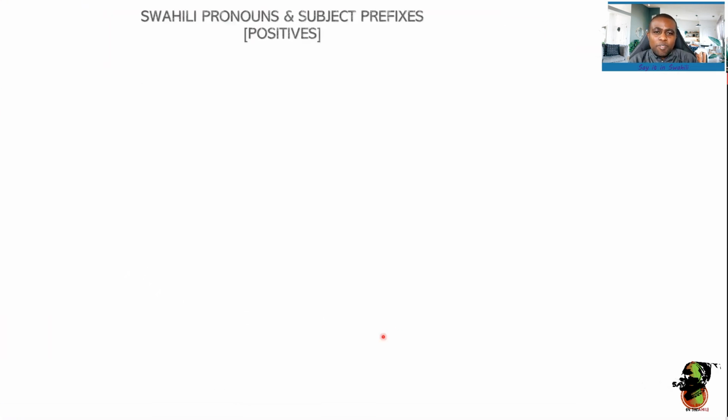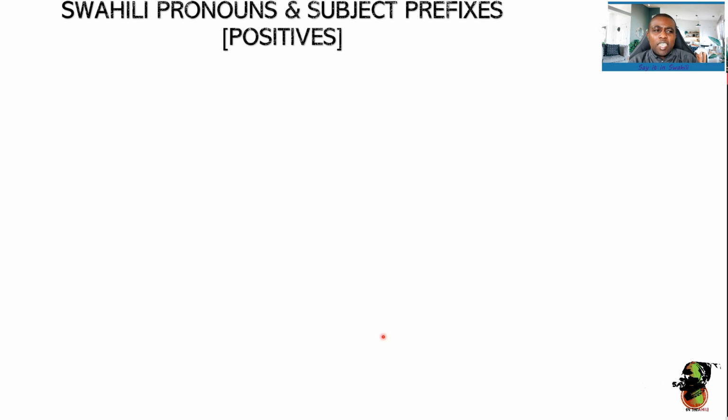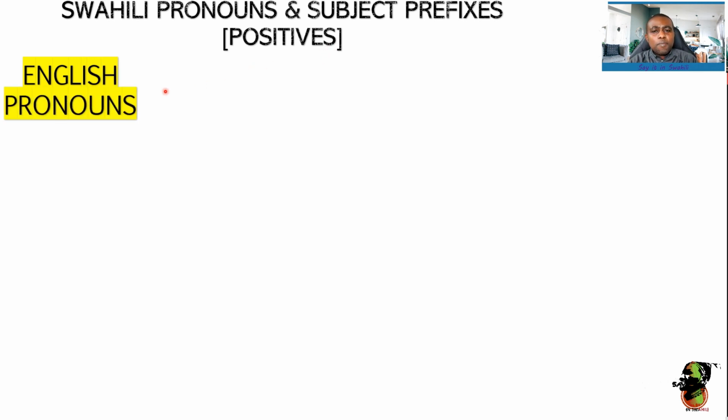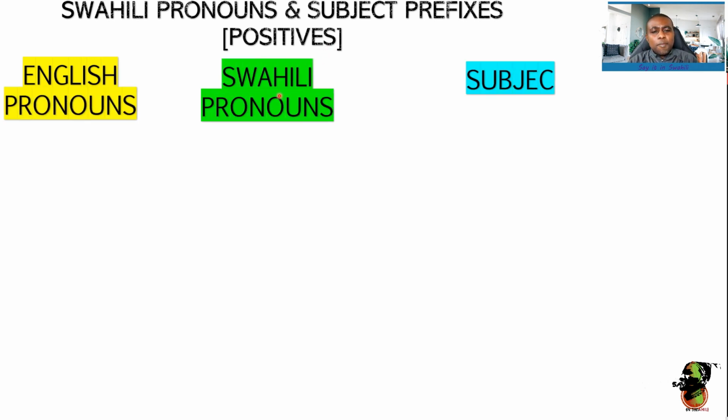Karibuni sana. Let's have a look at these Swahili pronouns and the subject prefixes. Here I've labeled it positives because we can have the same equivalent of the subject prefixes but in the negative. But for today's lesson, we're going to concentrate on the subject prefixes in the positive. But for now, let's have a look at the pronoun. How do you come across and how do you see the following words?